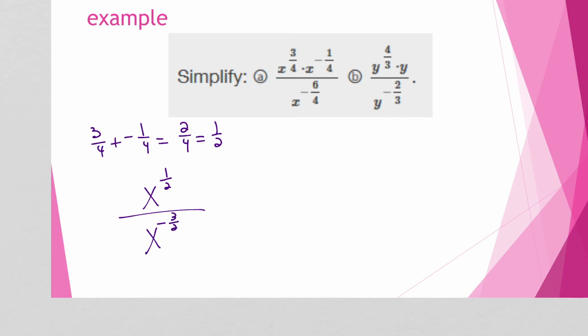Now, remember that we are allowed to subtract whenever we have the same base and we're dividing, okay? So we would have x to the 1/2 minus -3/2. Don't forget, you have a double negative here, okay? So let's do change. And then we have x to the 4 over 2, which is x squared.